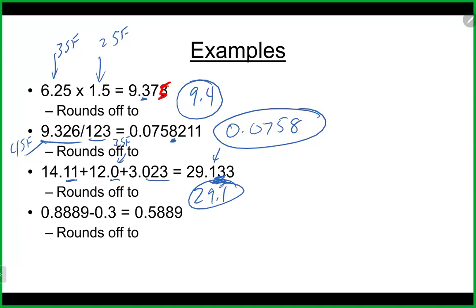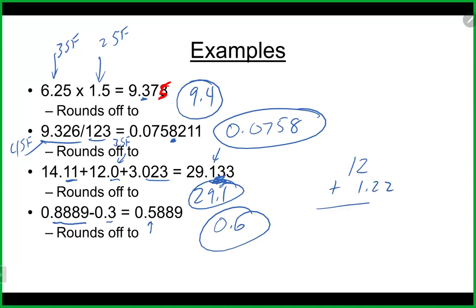Lastly, decimal places here on subtracting, so that's 4 decimal places and 1 decimal place. That should take us to 1 decimal place. That will give us 0.6. Once again, it has 1 decimal place and 1 significant figure in this particular case. Any questions on that?